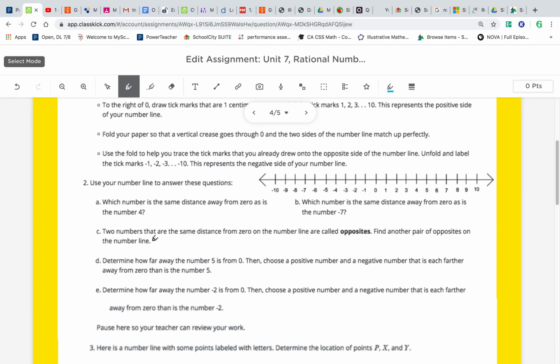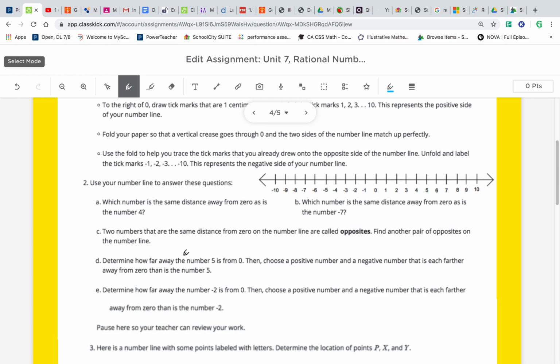All right, so for letter C, two numbers that are the same distance from 0 on the number line are called opposites. Very important vocabulary word. It's also in the lesson summary below. Opposites. Okay, so find another pair of opposites on the number line. Well, there's a lot of them, right? So you could have a lot of different possibilities, but one example would be negative 8 and positive 8, or positive 1 and negative 1. Okay, 0 doesn't have an opposite. 0 is just 0, but you can go on either side of 0 and you can find a pair of opposite numbers like negative 2 and positive 2.